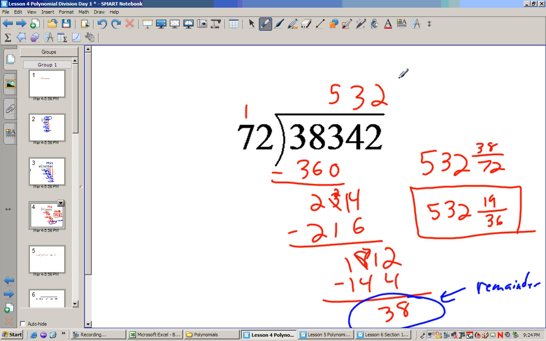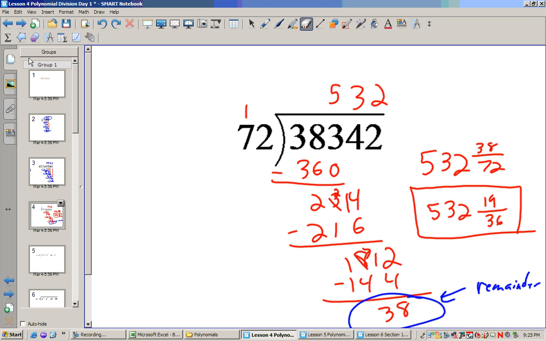Remember in like third grade or something, we would write R38. We don't do that anymore. We take this and divide it by that, and that's how much of a next number we have. So 38 over 72 is how close we were to getting another one value. And this can reduce down to 19 over 36.